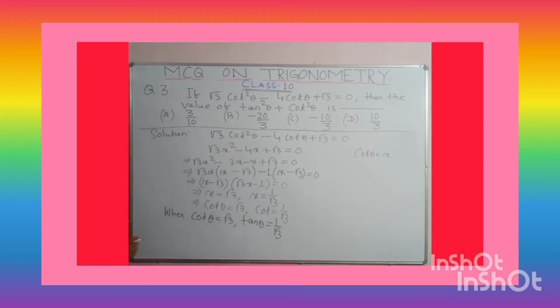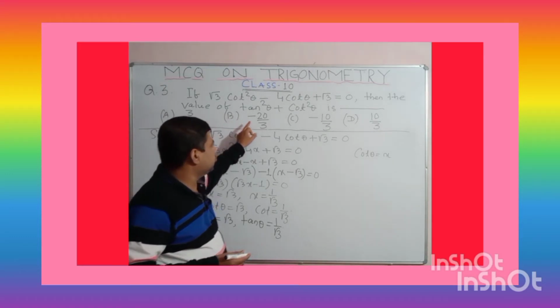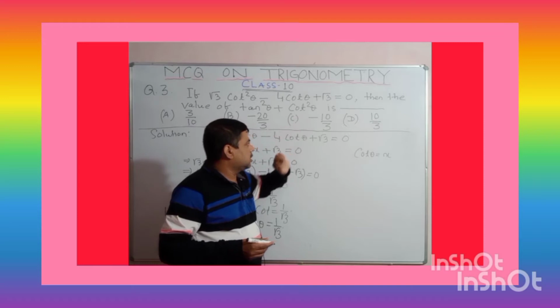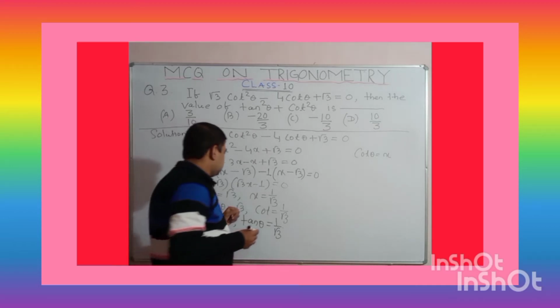Understand or not? Okay. Here you have to find out the value. The options: first option is 3 upon 10, second option is minus 20 upon 3, third option is minus 10 by 3, and option D is 10 by 3. Okay. Understand? So cot theta is equal to root 3 means tan theta is equal to 1 upon root 3.